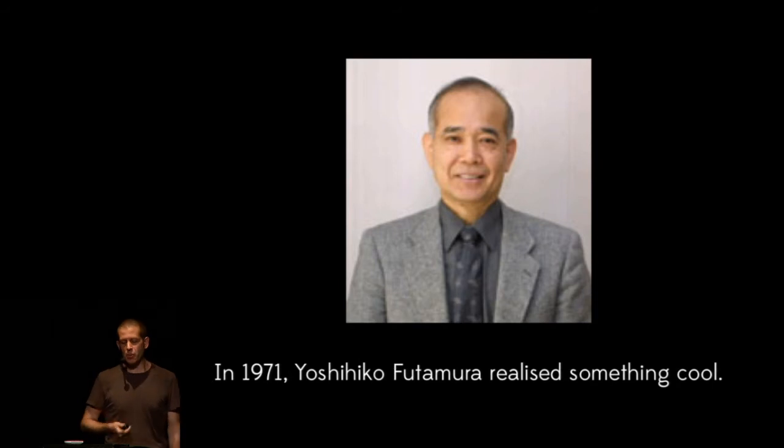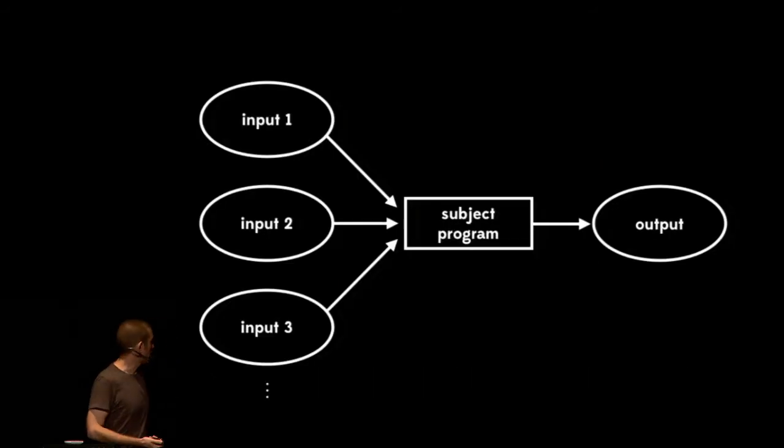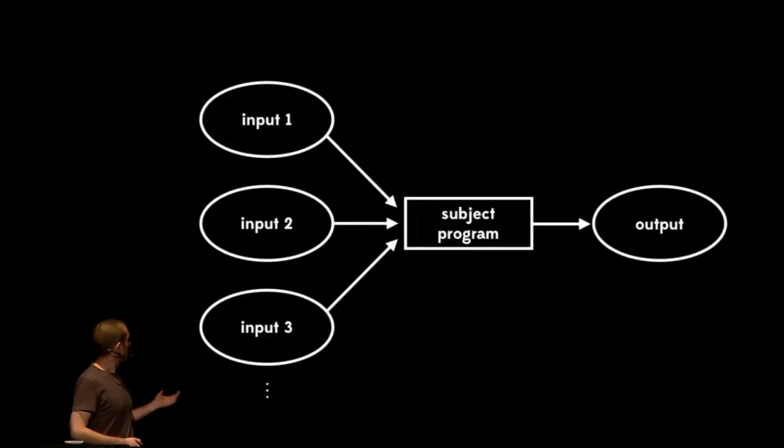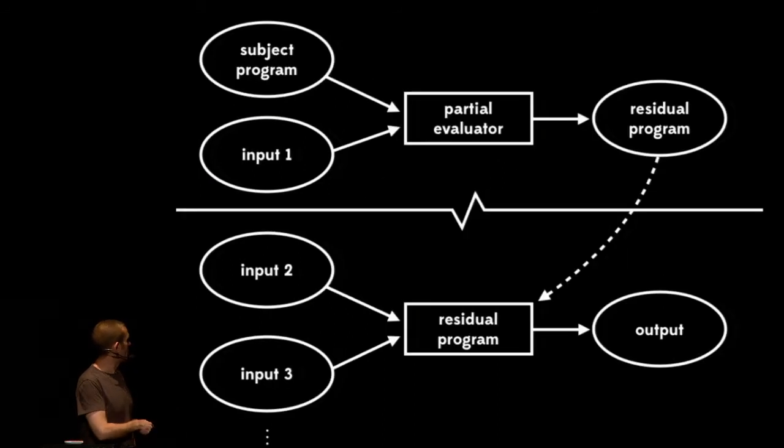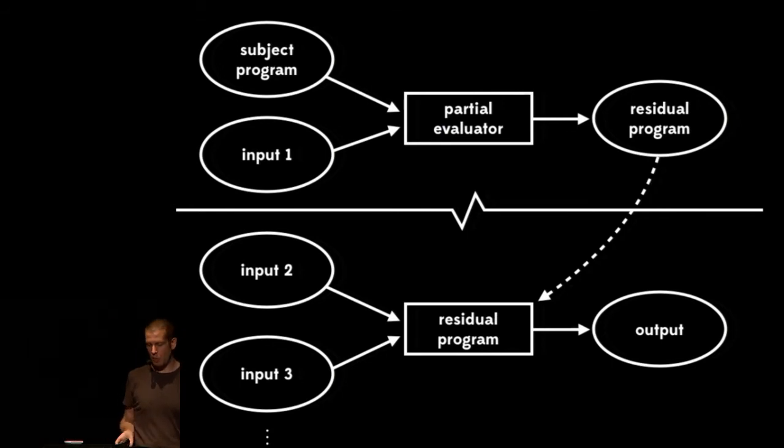He was thinking about partial evaluators, and about how when you do partial evaluation, you have inputs to your subject program and you run it and you get your output, but you take some of that and do it sooner, to separate the evaluation of the subject program into two separate stages, like I just showed you.